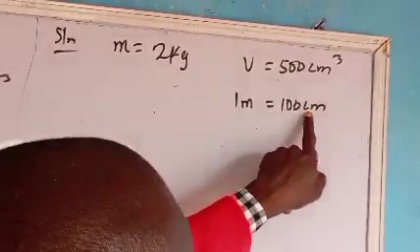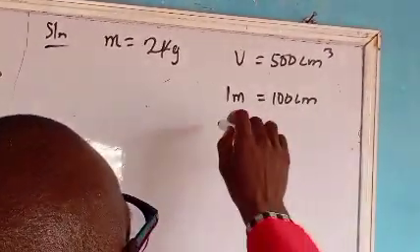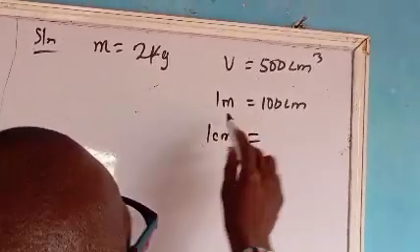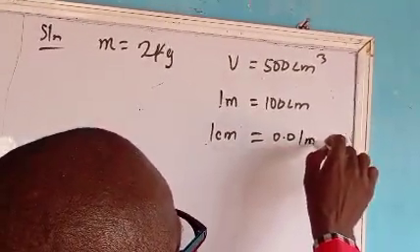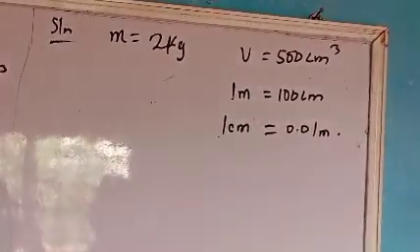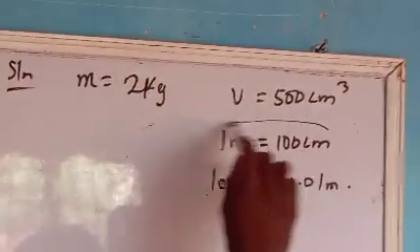1 meter is equal to 100 what? Centimeter. It means that 1 centimeter will now be 1 divided by 100, which will now be 0.01 what? Meter. You see now? So, in other words, that is for length, when you are measuring length.